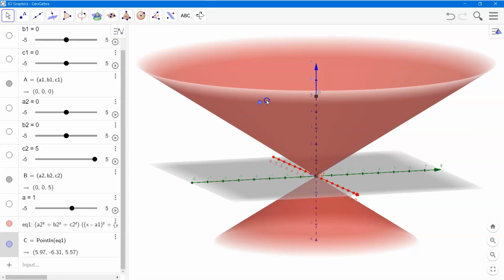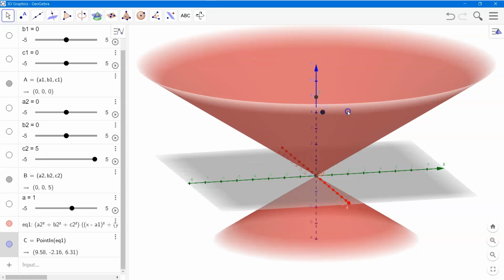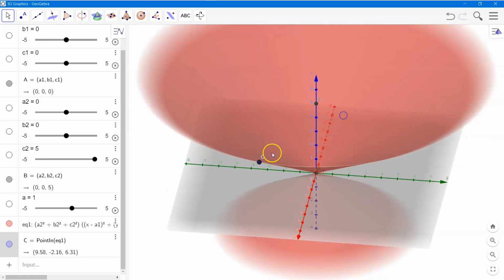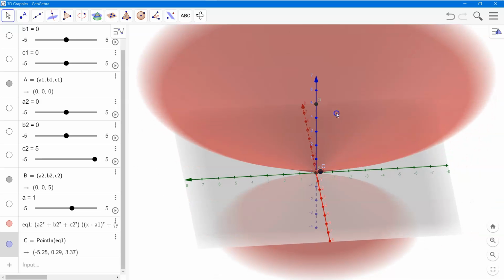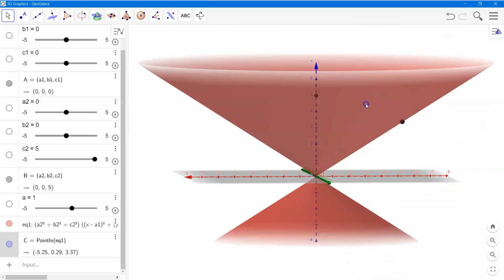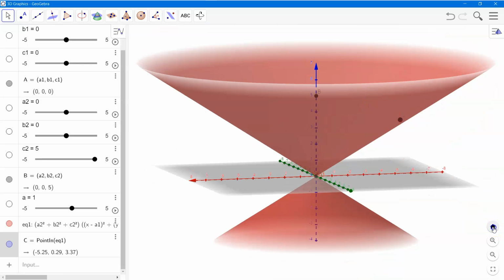Now irrespective of how I move it, it looks as if it is inside. No, it is on the surface. So let's say I put it here. If I rotate it, it is on the surface, right? So this point will always be on the surface.